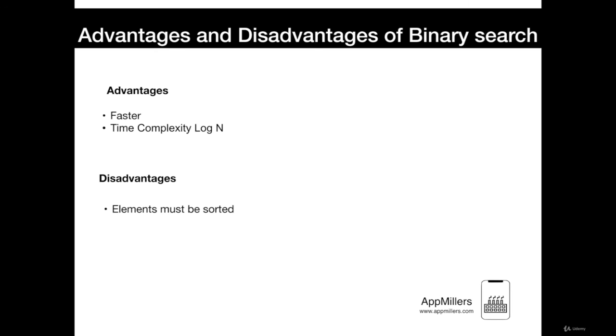Advantages and disadvantages of binary search. One of the main advantages of binary search is that it's one of the fastest ways to search for an item. The performance of binary search is O(log n). And the main disadvantage of binary search is that it requires elements to be sorted.